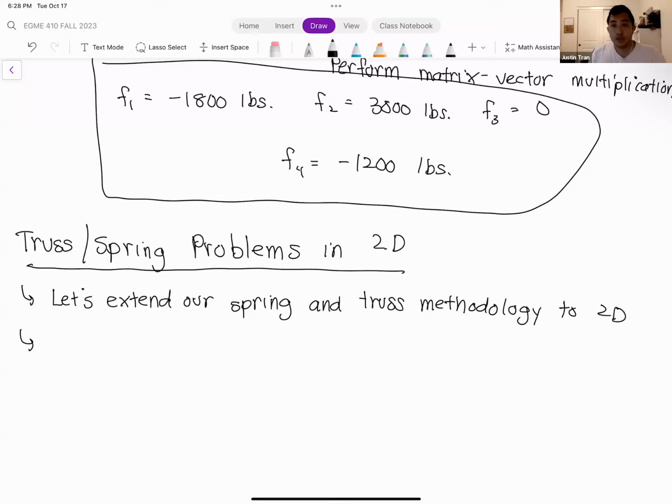Okay. So let's start by noting that the element stiffness matrices that we've defined so far kind of assume a one-dimensional system.